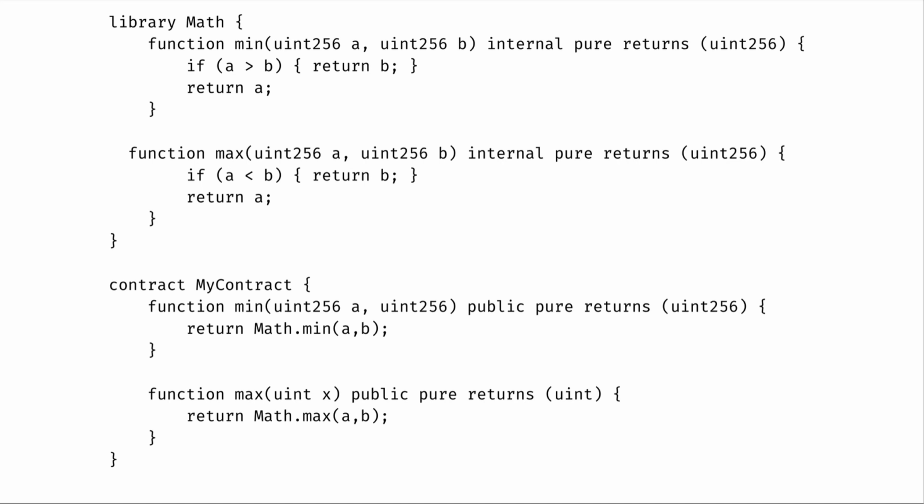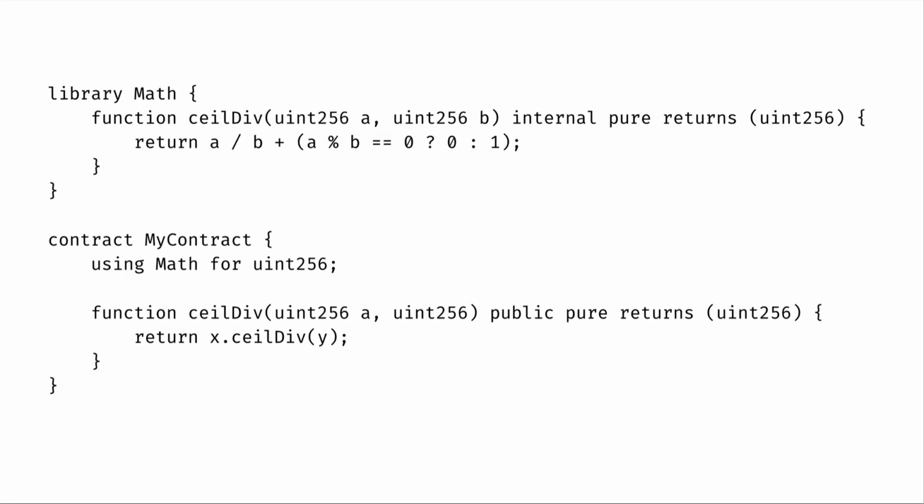So then to use the library, we just call the library name dot function name. Simple and easy. So here we can just say math.min or math.max, and otherwise use it like they are internal functions. And there's also a shortcut for using library functions.